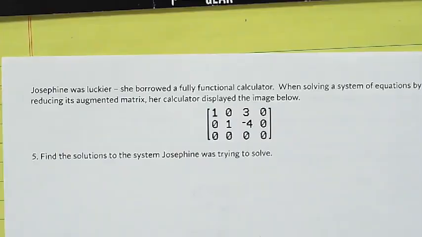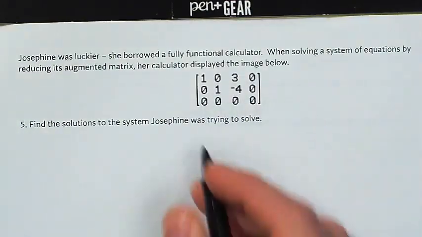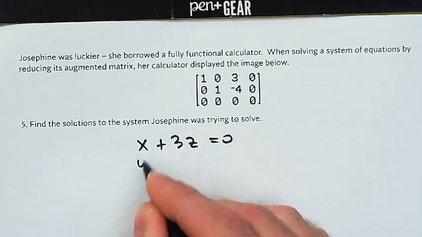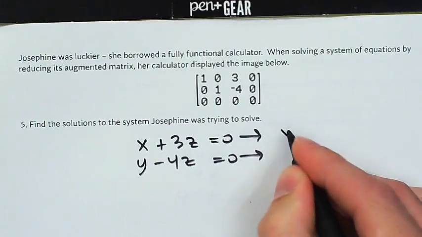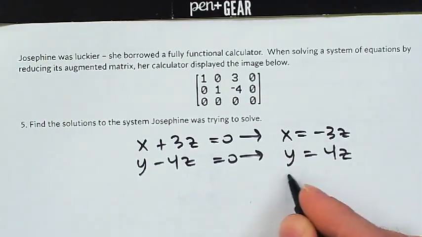All right. Now over here, we've got infinitely many solutions, right? We know that because of the row of all zeros. So I'm going to say x plus 3z equals 0, and y minus 4z is equal to 0. Kind of solve for x and y out of those. And then z can be whatever it wants.